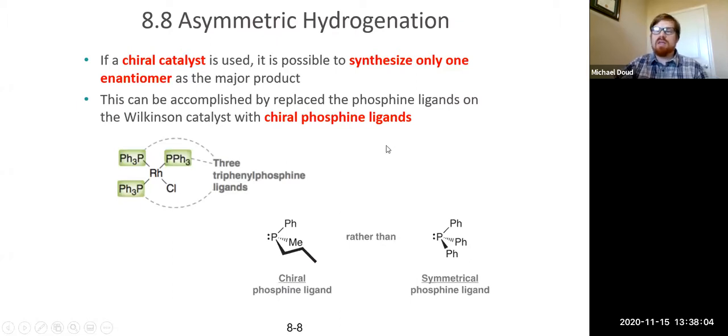Now, what's really cool, and this is the real utility of the Wilkinson's catalyst, is if you use a chiral catalyst, then you can actually synthesize just one of the enantiomers, the R or the S enantiomer. So what you do is basically, instead of taking the triphenylphosphine ligands, you put chiral ligands on them, okay? So instead of having three phenyl groups on a phosphorus, now let's put a methyl group, a phenyl group, and then a propyl group, let's say. All of a sudden, when this phosphorus is bonded to rhodium, it's bonded to four different things: rhodium, phenyl, methyl, propyl. Four different things. That means it's going to be chiral.